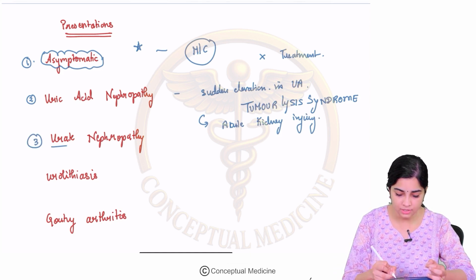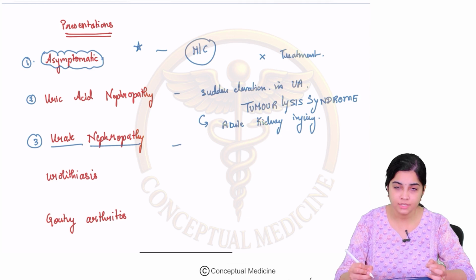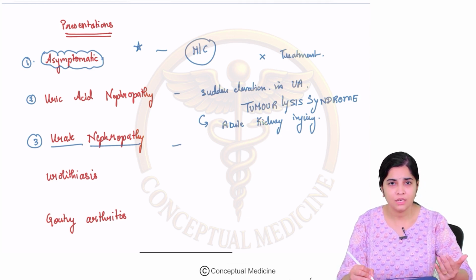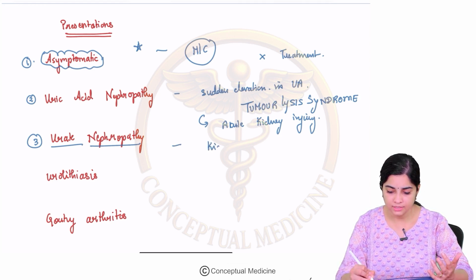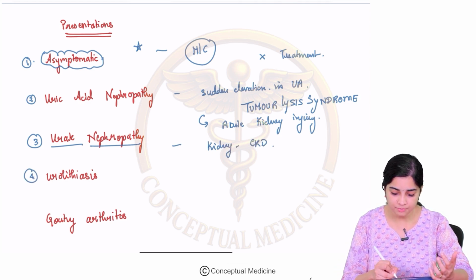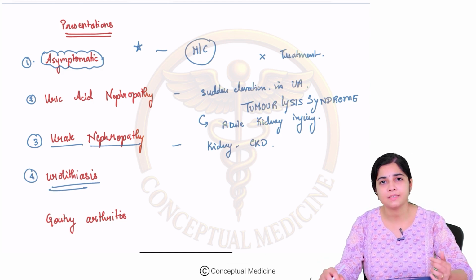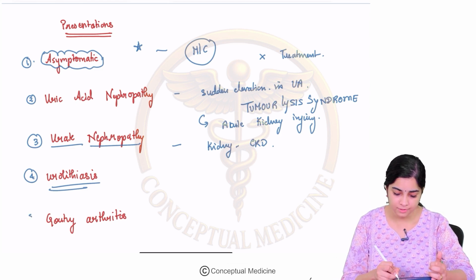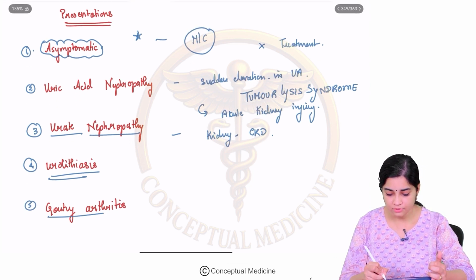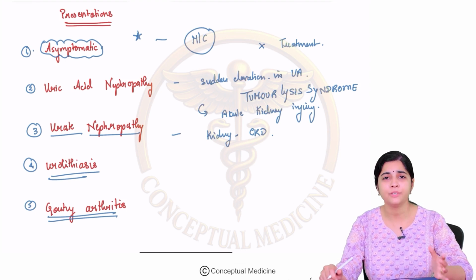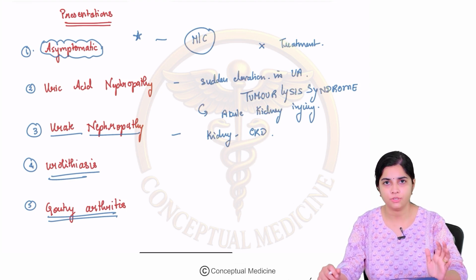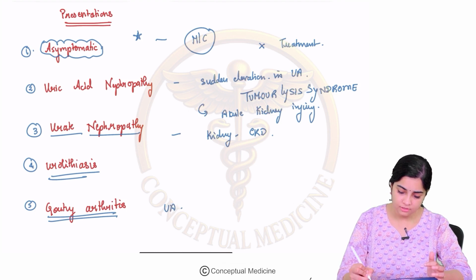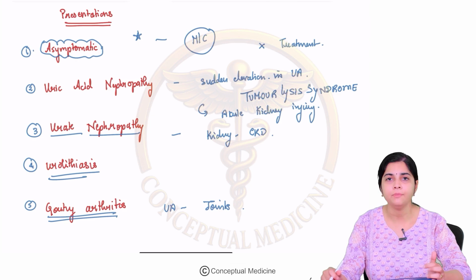Third, you have urate nephropathy, where uric acid levels are constantly high and this can result in kidney damage and CKD. The fourth presentation is urolithiasis, where you can have kidney stones predominantly comprising uric acid. The fifth presentation is acute gouty arthritis, where you have uric acid deposition within the joints. So this is about the various ways in which hyperuricemia can present.